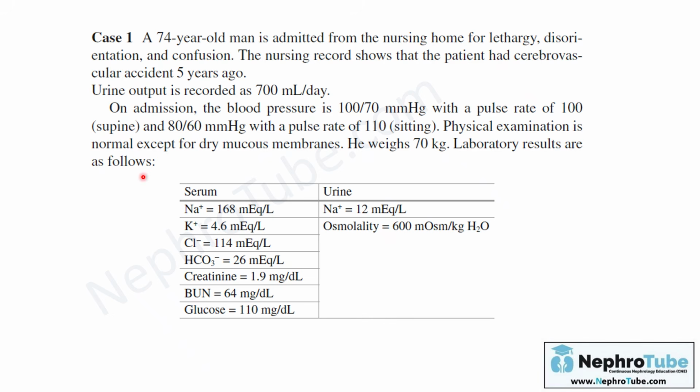Laboratory results of the patient are as follows. Sodium shows hypernatremia. Potassium is normal. Chloride is normal. Bicarbonate is high normal. Creatinine is elevated. Blood urea nitrogen is elevated. And the urine sodium is 12 milliequivalent per liter, and the urine osmolality is 600 milliosmol per kilogram.